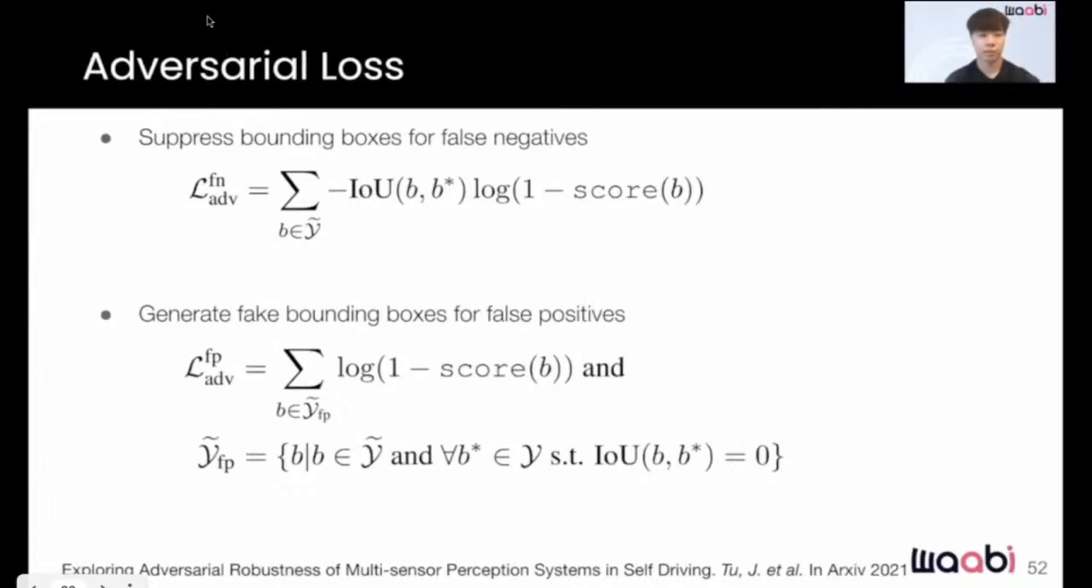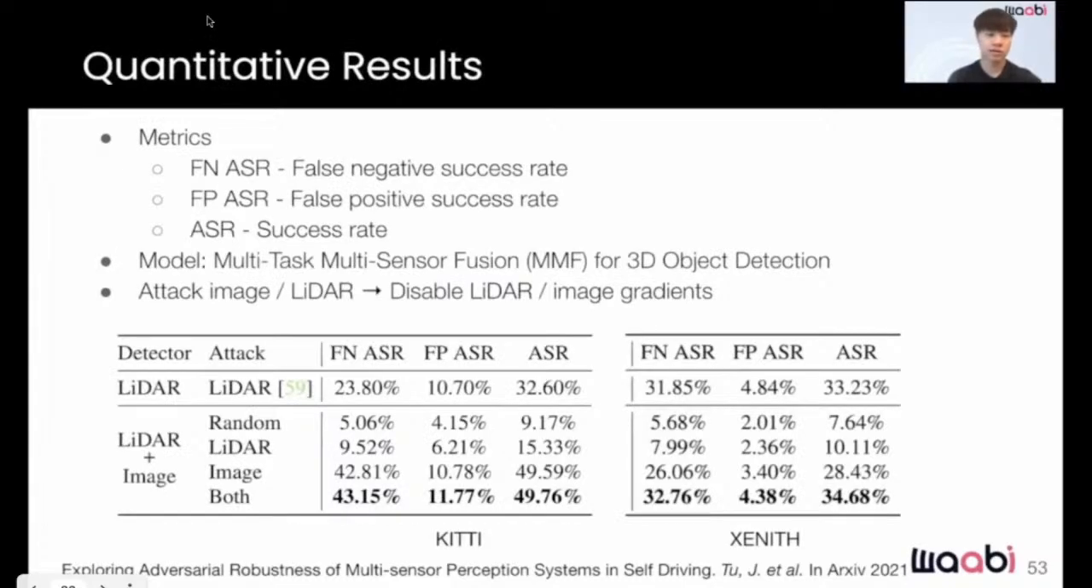We perform the attack on two datasets, KITTI and an internal dataset, Zenith. We evaluate the success rates of false negatives and positives separately in our metrics. To attack a single modality, we disable gradient flow to the other untargeted modality during the backward pass. Our experiments are all conducted on the MMF model. And note that while we only focus on a single model, our method is general and works for any differentiable model. We perform attacks on a LiDAR-only detector and a detector which uses both LiDAR and images.